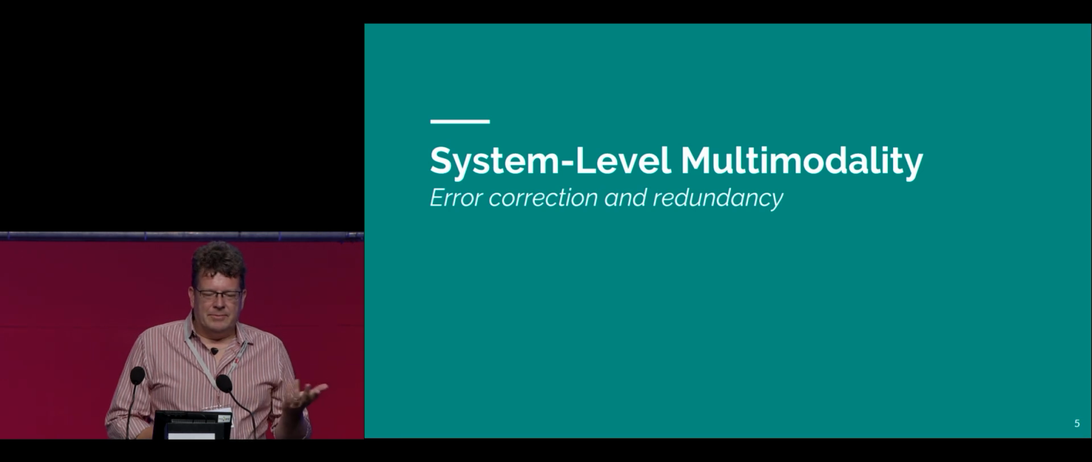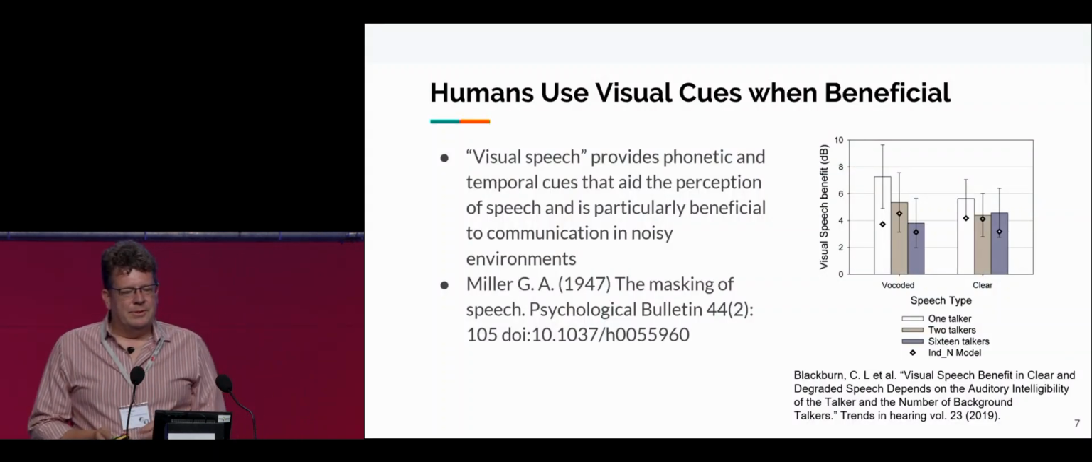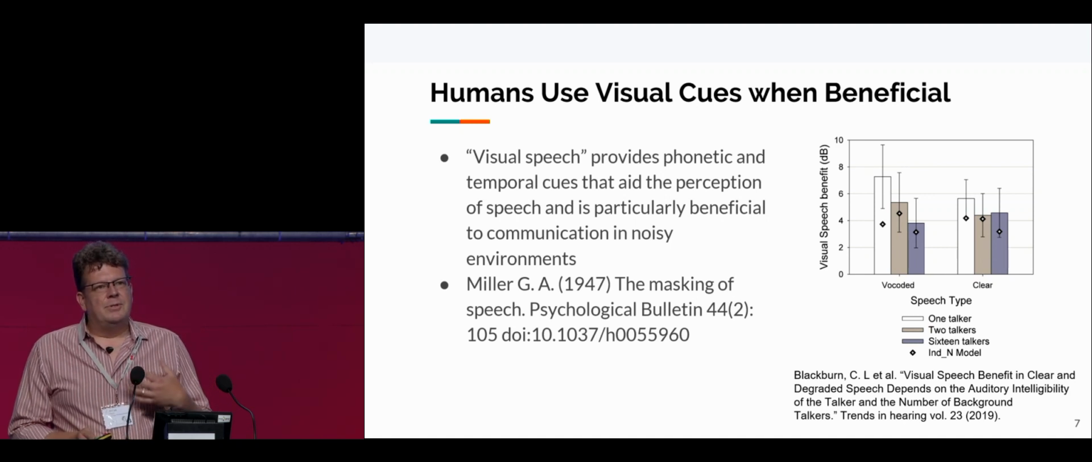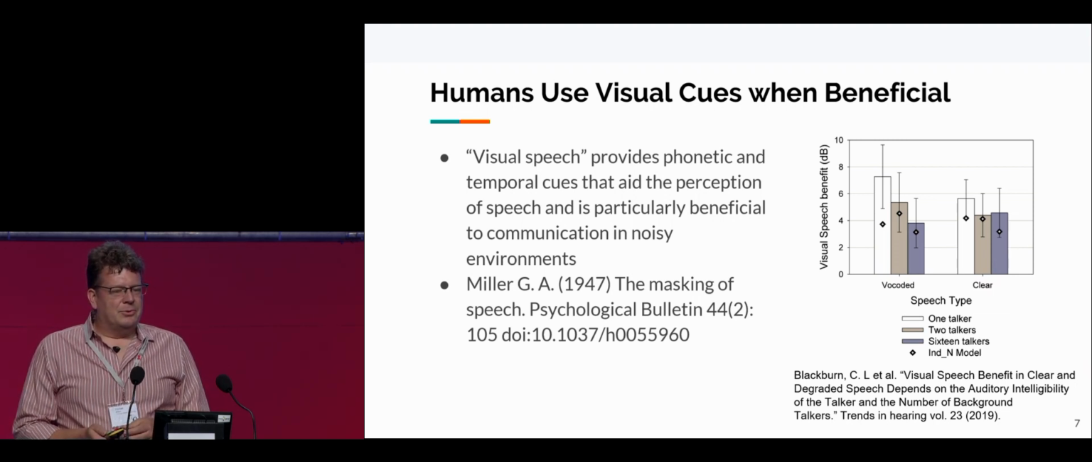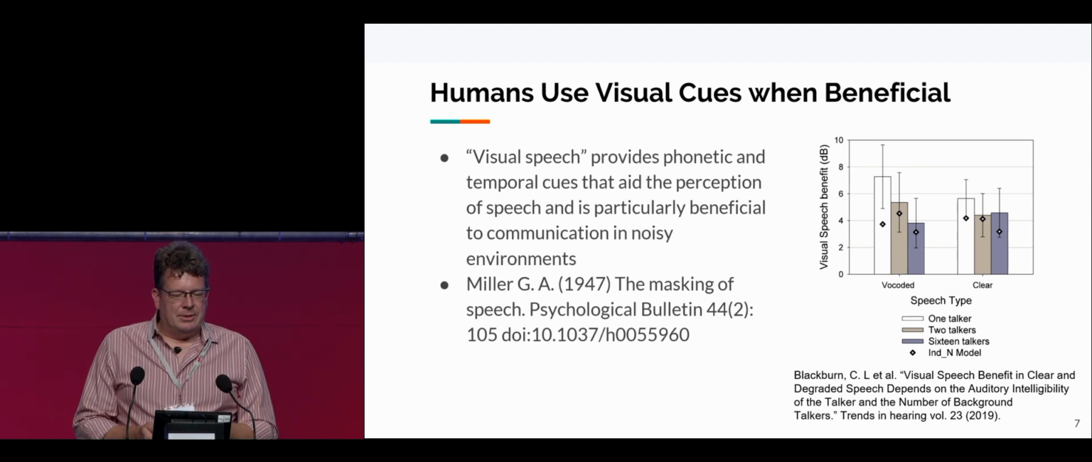So system-level multimodality is first. Humans use visual cues when beneficial, so it seems natural that machines should do this as well. The obvious use case for this is really visual speech. And we know that visual speech provides phonetic and temporal cues that aid the perception of speech and is particularly beneficial to communication in noisy environments.